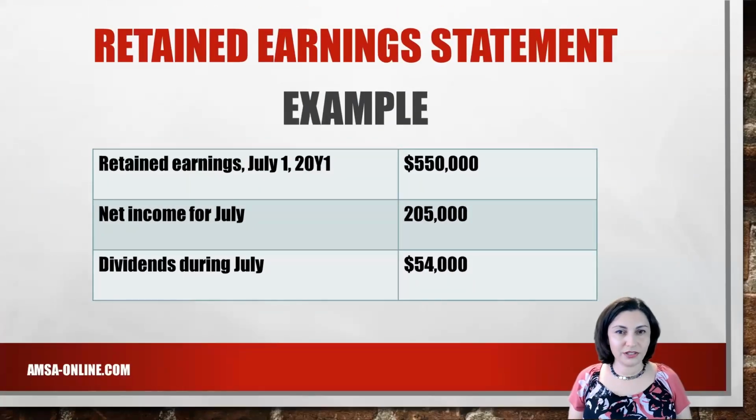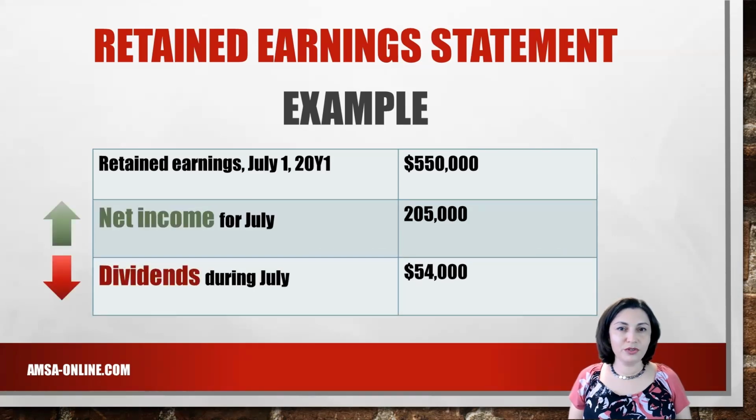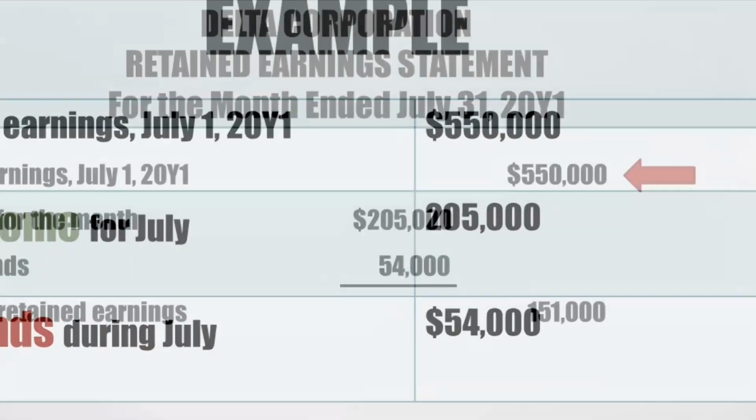As of July 1st, year 1, the company had $550,000 in its retained earnings. Net income for the month is $205,000, and dividends of $54,000 were declared and paid during the period. Remember that revenues increase retained earnings, and expenses and dividends decrease retained earnings. In other words, net income increases retained earnings, and net loss and dividends decrease retained earnings.